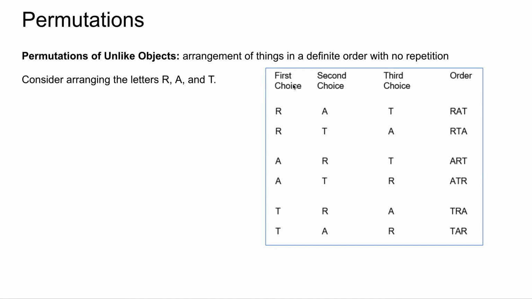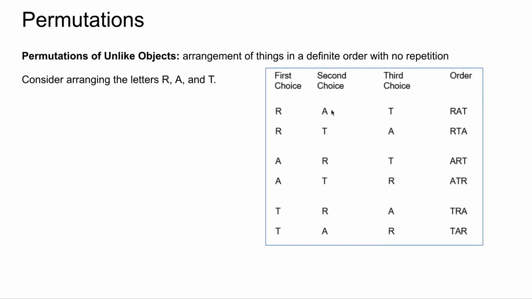So when you're arranging these 3 letters, you have 3 choices. For the first letter, you can have R, right? But then the second letter can be A or T. So here, you can think about the tree diagram. From R, you can have either A or T for the second letter.